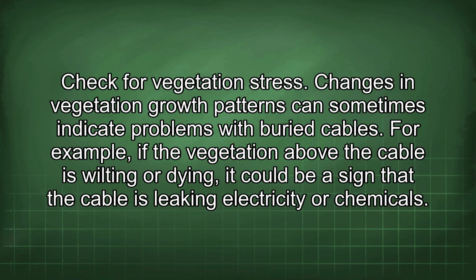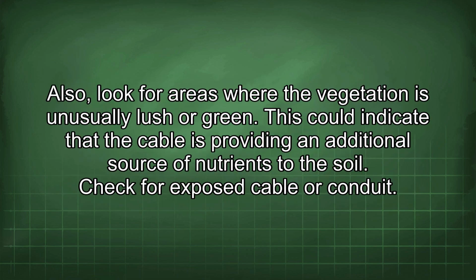Check for vegetation stress. Changes in vegetation growth patterns can sometimes indicate problems with buried cables. For example, if the vegetation above the cable is wilting or dying, it could be a sign that the cable is leaking electricity or chemicals. Also, look for areas where the vegetation is unusually lush or green. This could indicate that the cable is providing an additional source of nutrients to the soil.